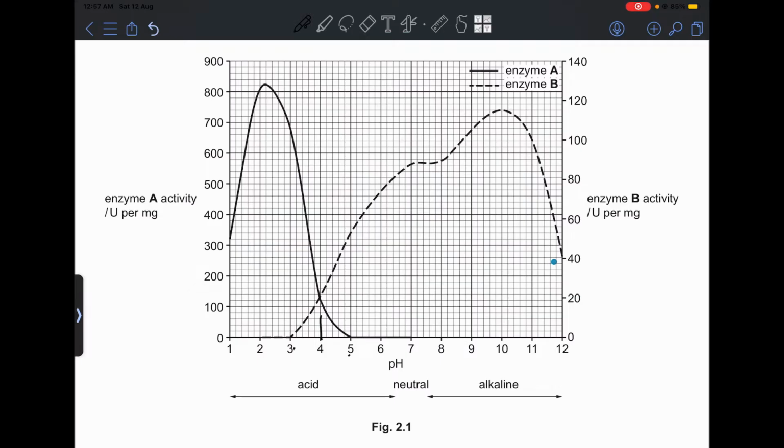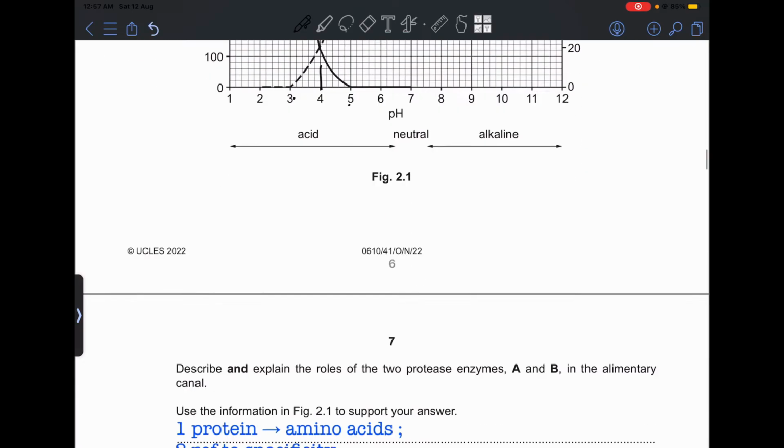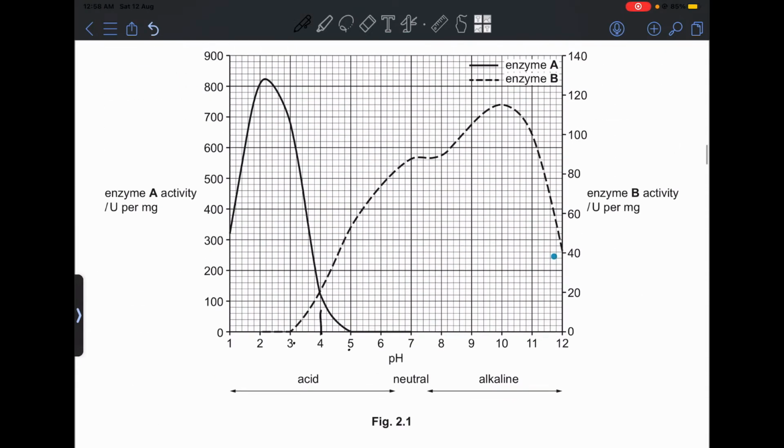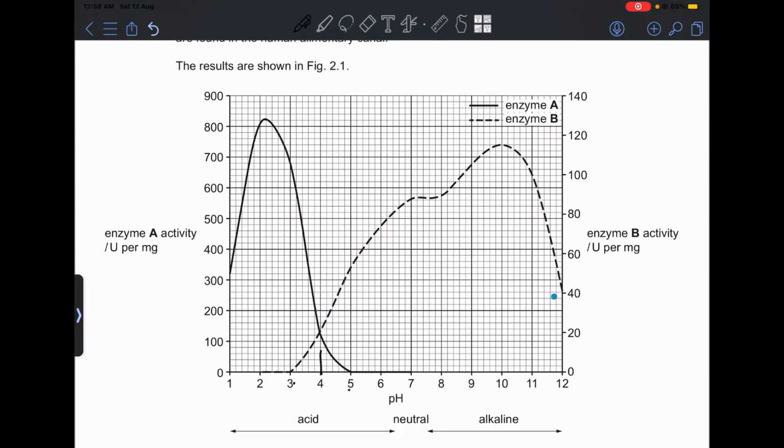I can see also that enzyme A is quite active in acidic pH. This means that this is a stomach enzyme, for example, like pepsin. So we can also add this point. I wrote this point down that A is a pepsin because it is active in acidic pHs. You can also say that enzyme A shows no activity or is denatured from pH 5. This is talking about the pepsin enzyme, enzyme A. It does not show any type of activity when the pH is increasing after pH 5.